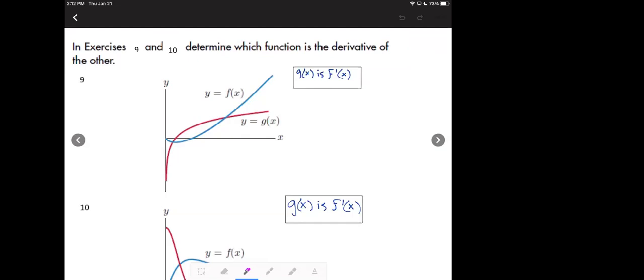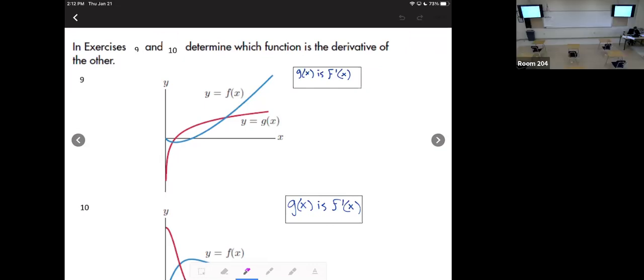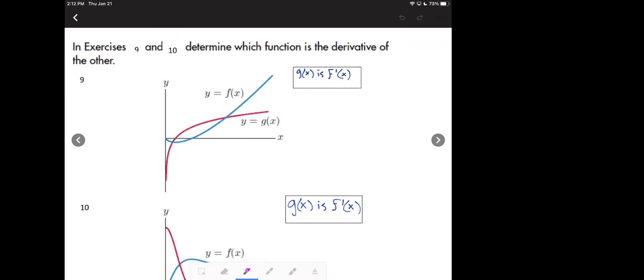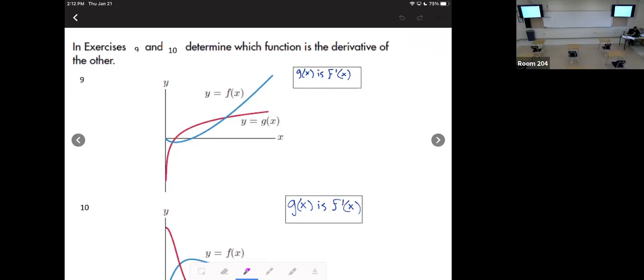When I was looking at the concavity of the function, I was able to differentiate between the two and figure out which one was the derivative of the other. When you're talking about concavity, what do you mean? Like what were your landmarks that you were looking for?